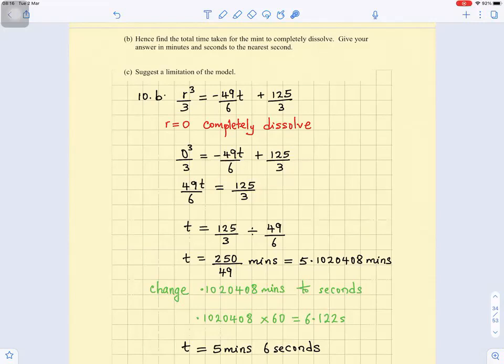So t would be 125 over 3 divided by 49 over 6. That will give you 250 over 49 minutes, which is 5.102 minutes. We want to change 0.102 to seconds, so we multiply 0.102 times 60. It gives you 6.122 seconds. So it will be 5 minutes and 6 seconds.